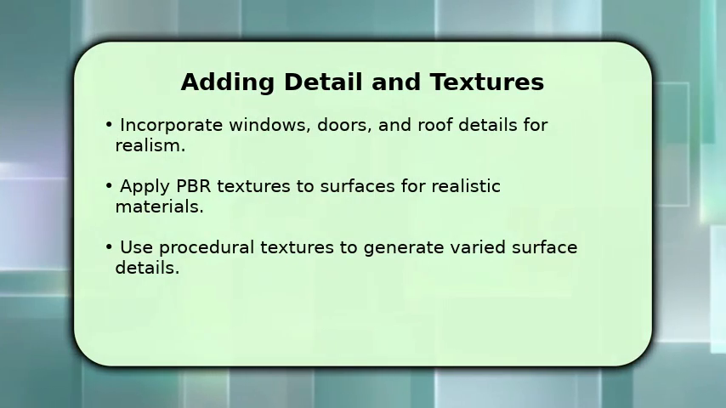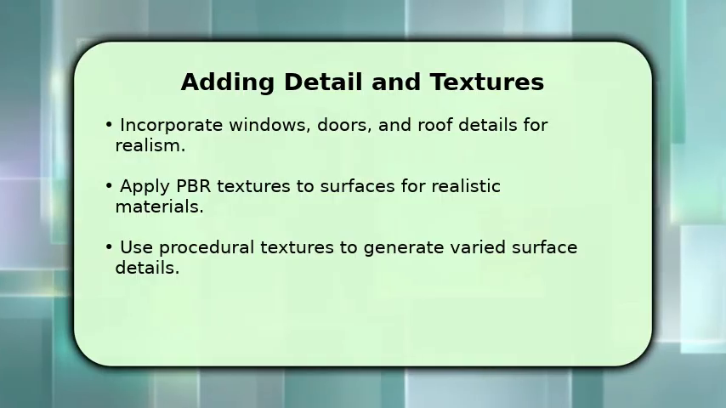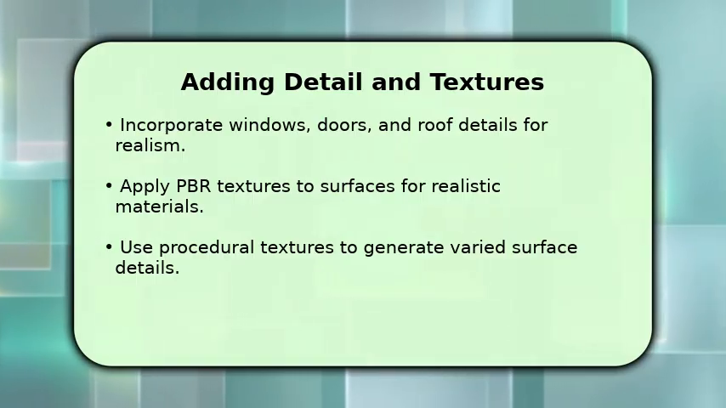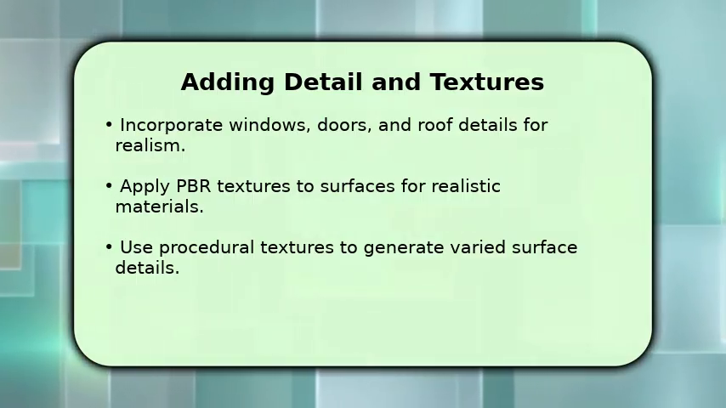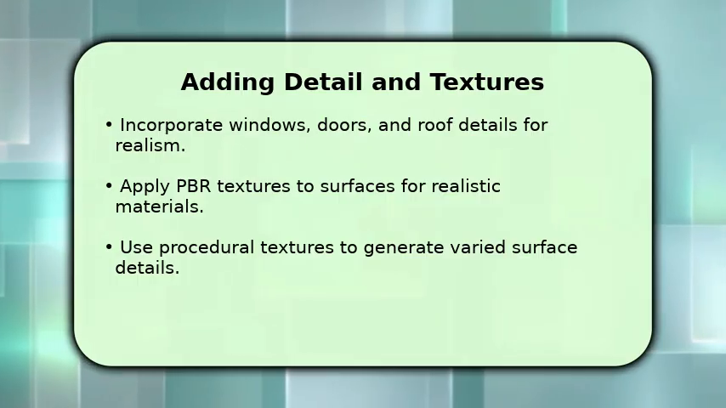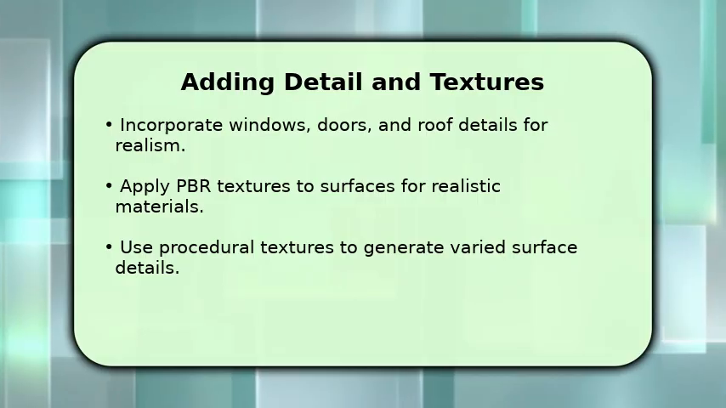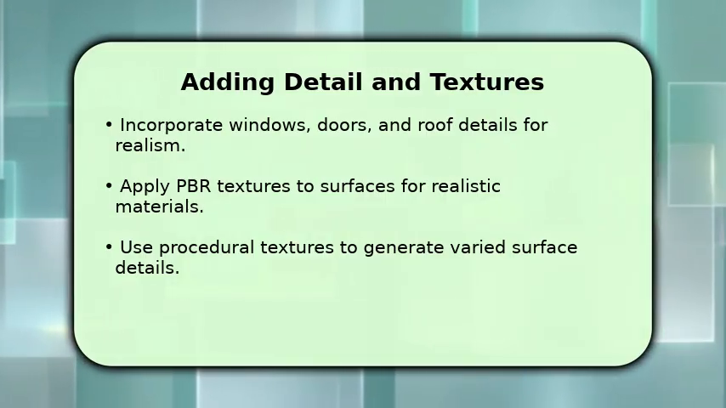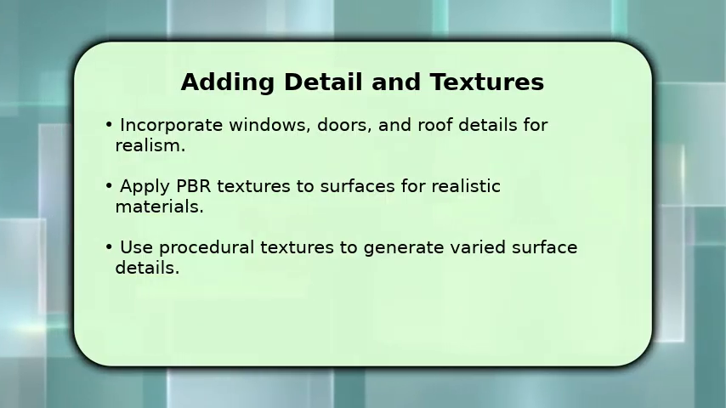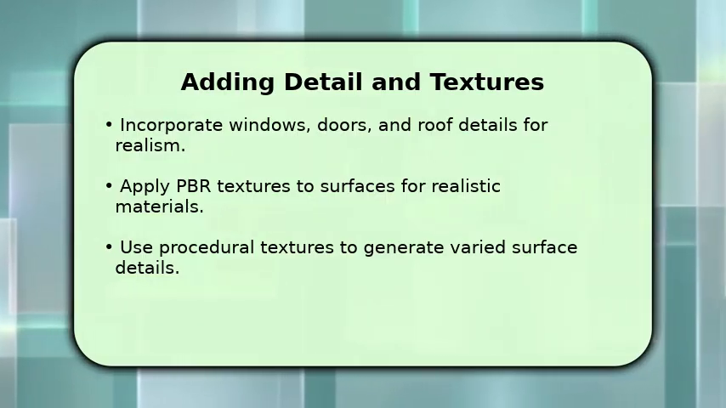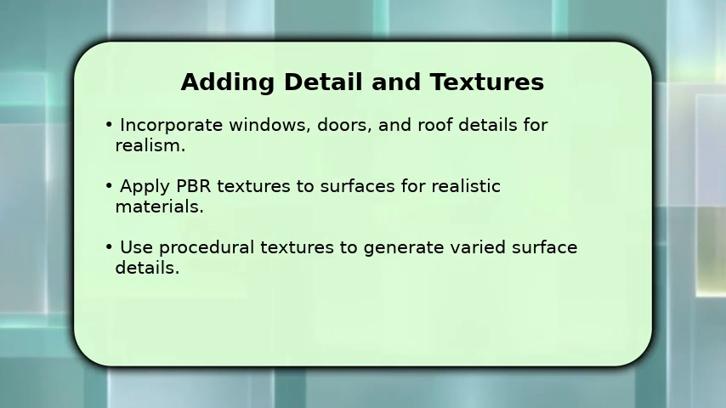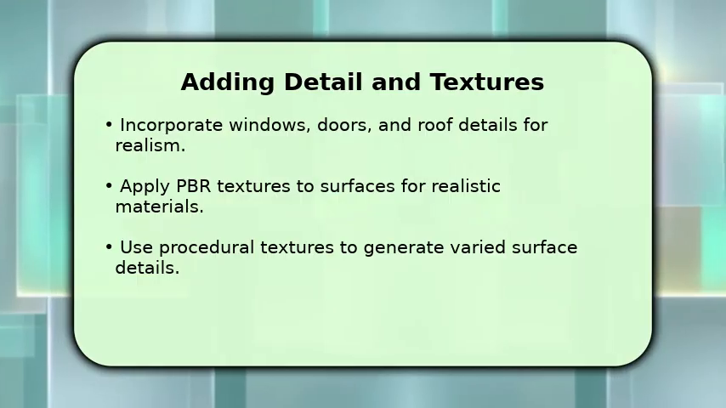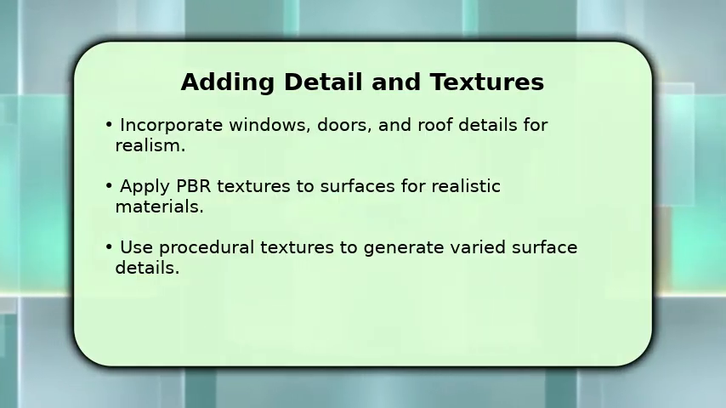Once your basic structures are in place, it's time to infuse them with life by adding intricate details. Model windows, doors, and unique roof elements to give each building character. For realistic surfaces, apply physically based rendering, or PBR textures, which simulate how light interacts with different materials like brick, concrete, or glass. You can also use Blender's procedural textures to create varied and non-repeating surface details, enhancing the overall visual richness of your urban scene.